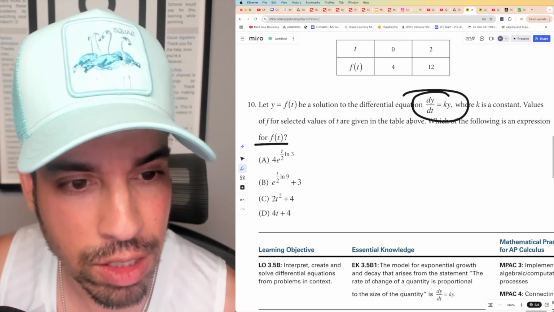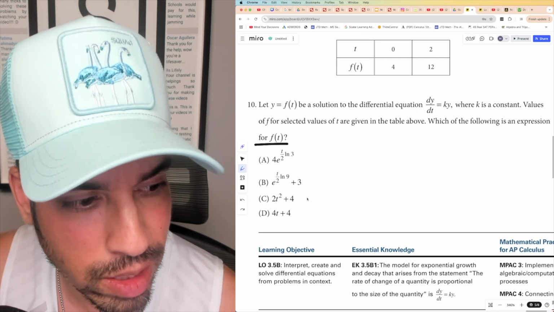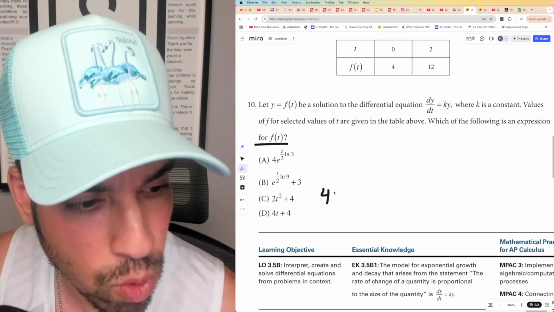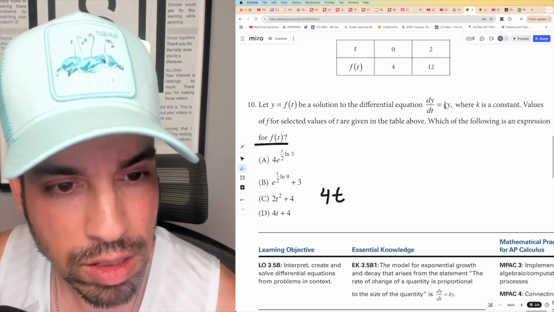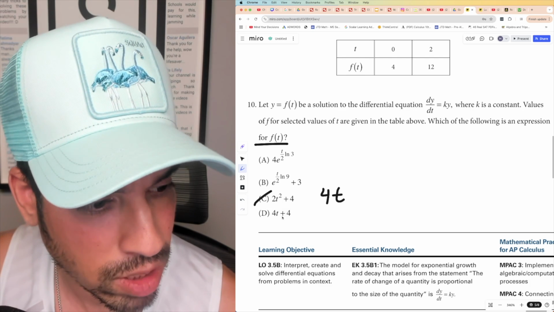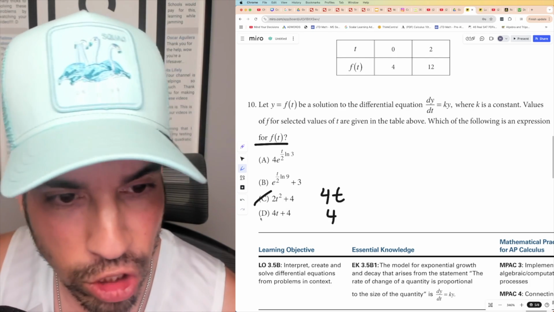But looking at this fact that the derivative is equal to the original function times some constant k, I can quickly eliminate c and d because the derivative of c is going to be 4t. That's not some constant times this original function. So that is out. Same with this one. The derivative here is just 4. So that's definitely not the original function times some constant.